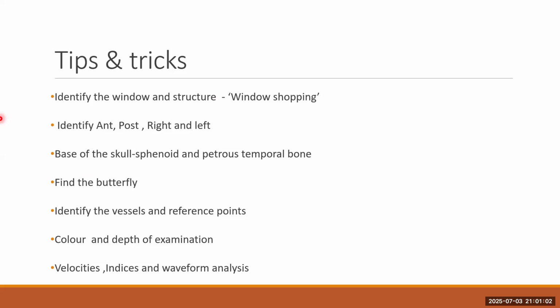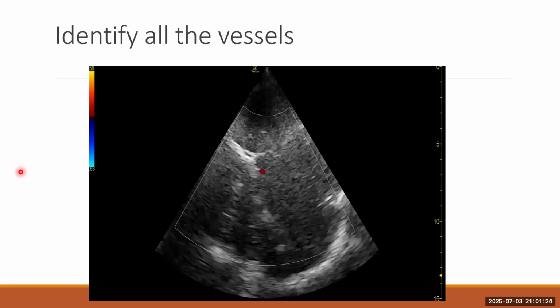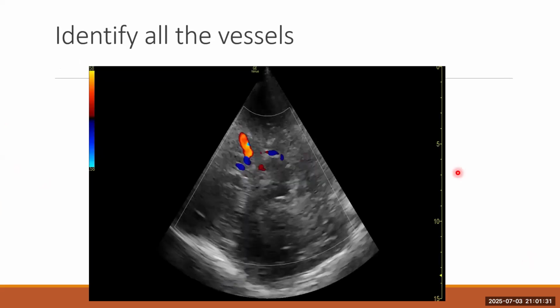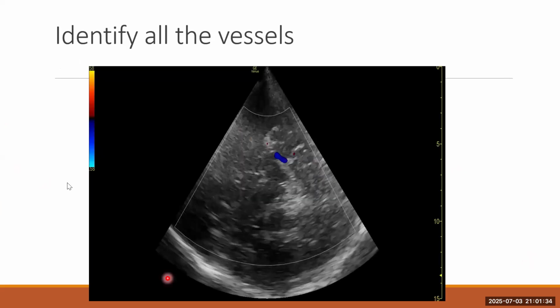The landmarks being the base of the skull, sphenoid, petrous, for the transtemporal window. We need to find the butterfly and identify the vessels with the help of the reference points. Color and depth of examination need to be kept in mind, and the velocities and indices also have to be noted, and the variations or the descending order need to be kept in mind before we go ahead with the complete examination. So this is again the same, the transtemporal window.